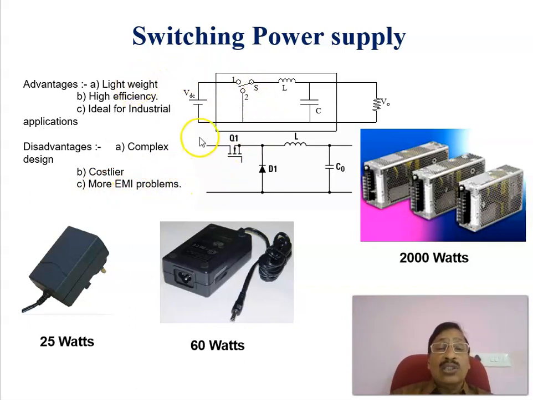Now, since the losses are less and the size of the inductor is very less, we can see that this 2000 watts switch mode power supply is only this much in size, or this is 25 watts and this is 60 watts, because the size is very less. That is because the loss is very less, since the semiconductor device is working as a switch, either on or off. Therefore, the losses are less, and that is why the size is very less.